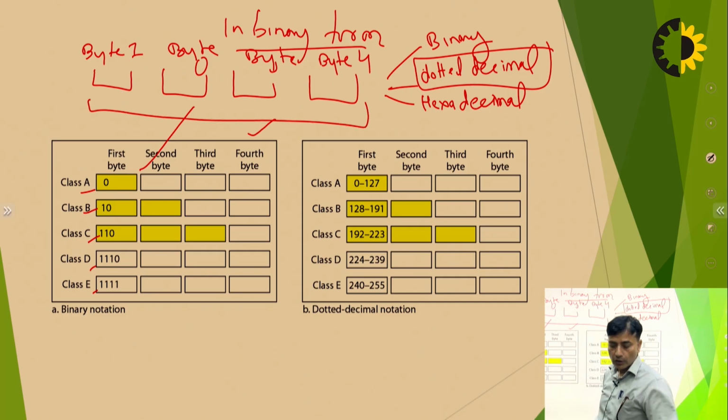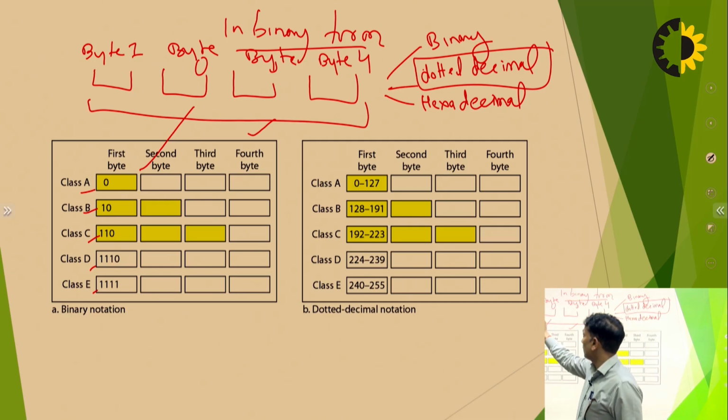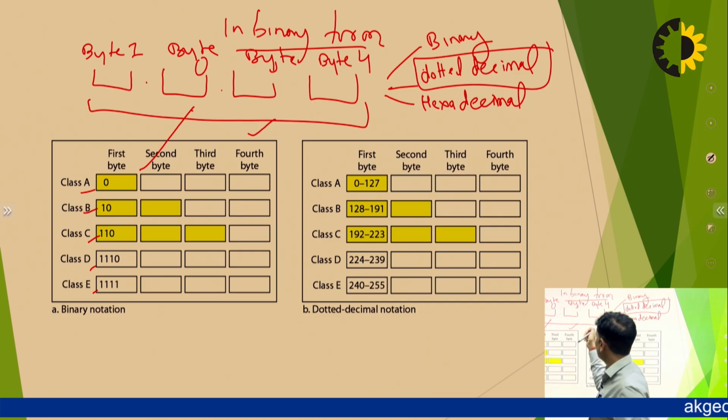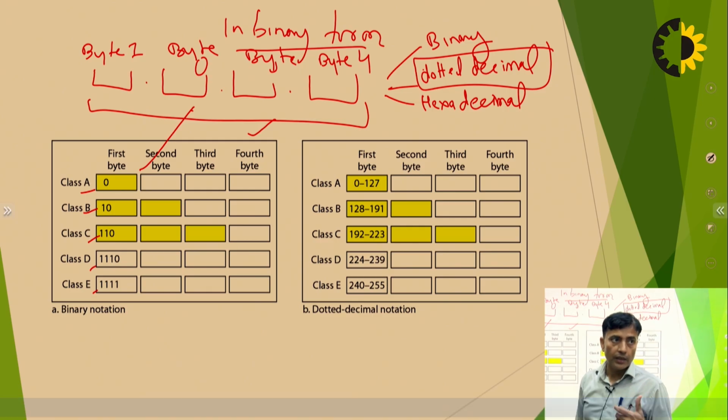Okay. So, in dotted decimal notation, after the first byte there is a dot, then after the second byte there is a dot, after the third byte there is a dot. So there are 3 dots placed between 2 consecutive bytes. First byte, then second byte, third byte, and fourth byte. So this first byte means an 8-bit stream, right? These 8-bit streams are represented as decimal numbers.